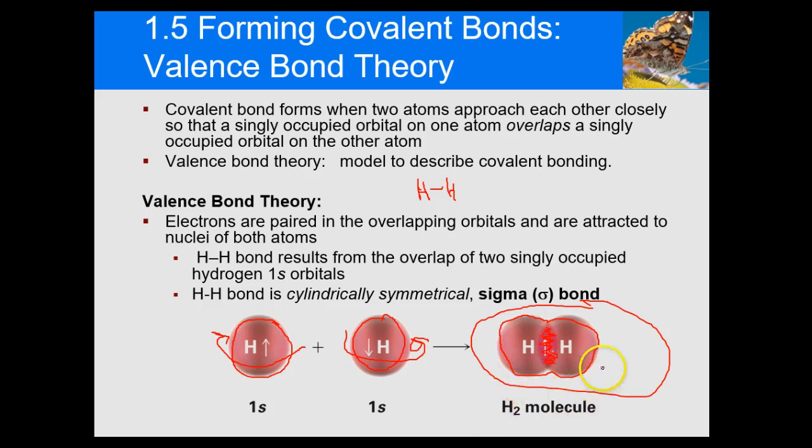In this case, this is what's called a sigma bond. It's a head-on bond, or what they talk about as a cylindrically symmetric bond. It's called a sigma bond. Sigma bonds are some of the strongest bonds. Okay, so let's see what they say. I just want to see what their notes are. Electrons are paired, overlapping. We just talked about that.